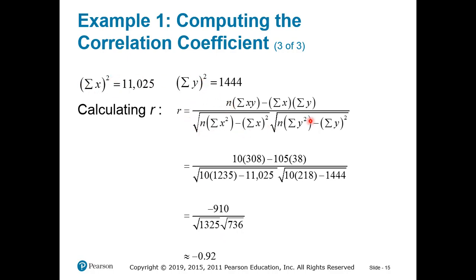And so we plug everything into this formula, and with the use of our calculator, we just calculate the value, and we get negative 0.92. So it seems like there's a strong negative correlation between years of education and your score on the prejudice test.